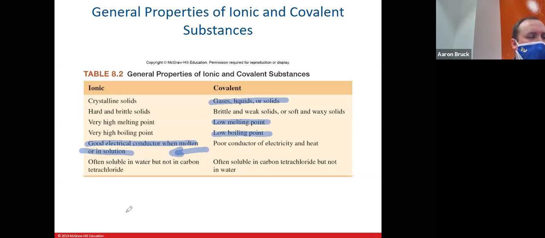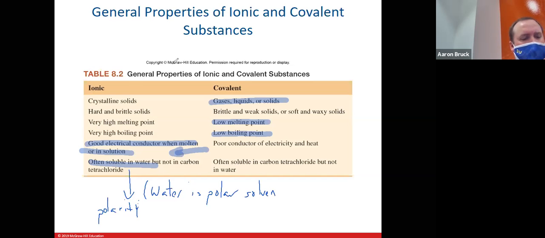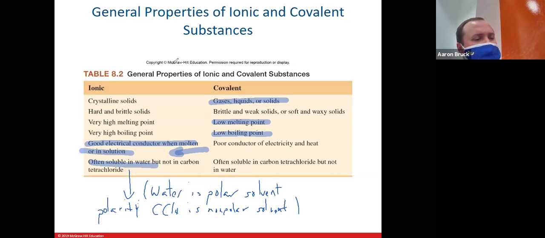The last point, solubility. Ionic compounds tend to be soluble in water. That is a property that we will call polarity. Water is considered a polar solvent. Carbon tetrachloride, CCl4, is considered a nonpolar solvent. And so what we can see is that ionic crystals tend to dissolve in water, which means they have polarity. They are polar. They tend not to dissolve in carbon tetrachloride, which means that they are not nonpolar.